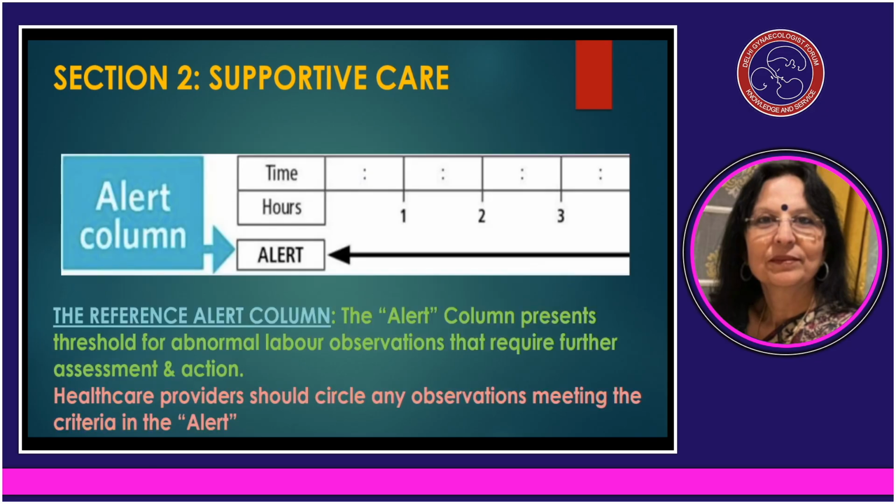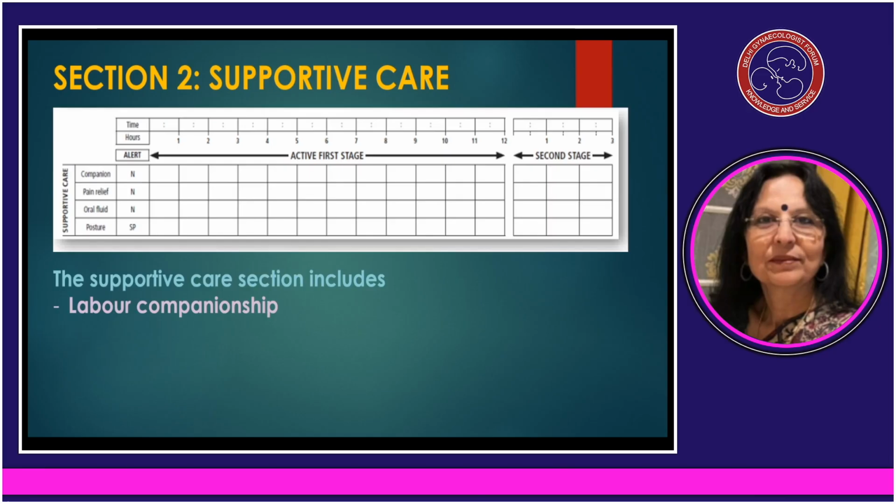Next slide, please. Okay, so now we have the alert column. If you see on your partograms, you will see that there's an alert column. This alert column is going to give you the threshold for abnormal labor observations that require further assessment and action. Whenever we have a finding which is in the alert column, you will always encircle it with another pen, a red colored pen, so that it is eye-catching. Next. Now we will go one by one.